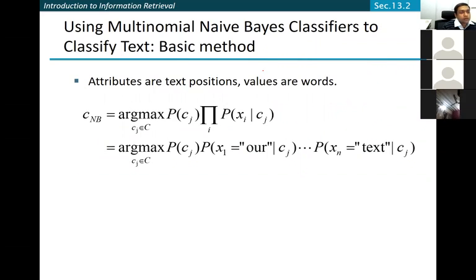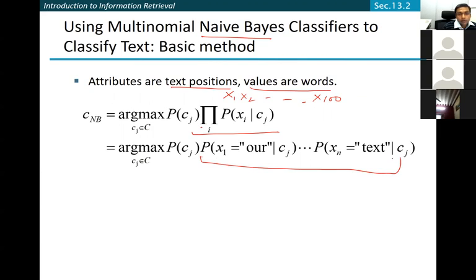So now there are two ways in which this particular model can be used. We first discuss the multinomial way. So attributes in the multinomial way are the text positions, and values are the words. Now we have to multiply each of the probabilities. Let's say a document contains x1, x2, and so many, say 100 words. So the probability of each of the 100 words will be multiplied. This is the likelihood that will be multiplied for each word in the document.